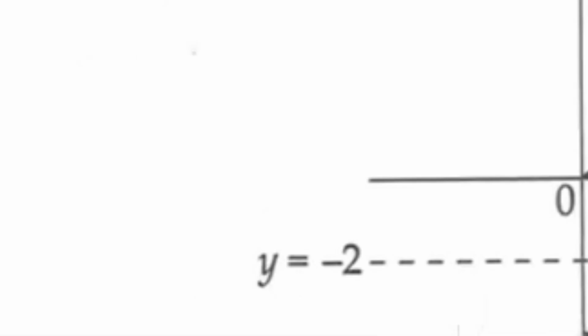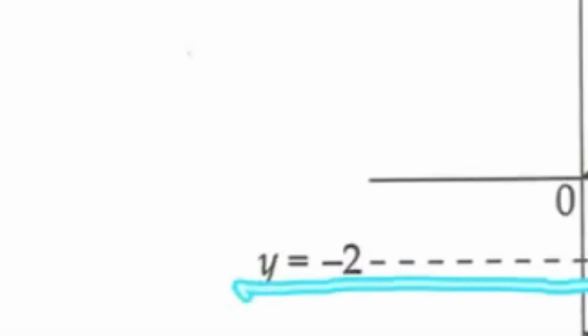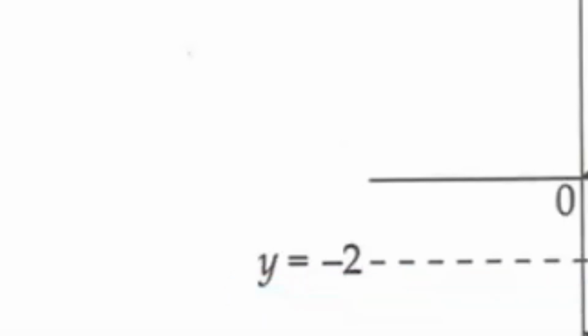So y equals 4x is a line, and y equals x square is a parabolic curve. These are the two curves, intersecting between 0 and 4. Now this is the line y equals negative 2, about which we have to rotate the region.